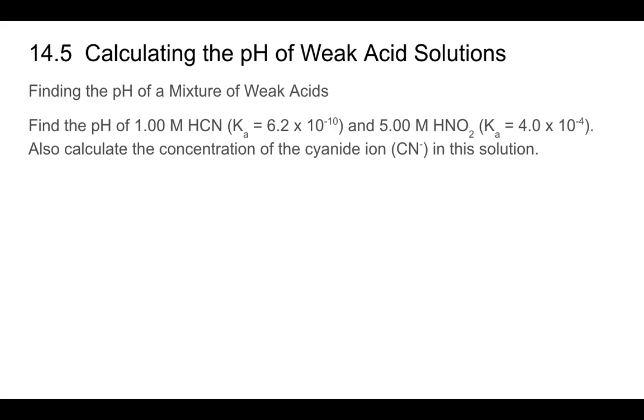All right, so that showed us how to find the pH of a weak acid by setting up an ice table and solving for X. What if we had a mixture of weak acids? Usually these problems are done where one acid is noticeably weaker than the other. For example, find the pH of 1 molar HCN with a Ka of only 6.2 times 10 to the minus 10 and 5 molar HNO2 with a Ka of 4 times 10 to the minus 4. Now, to add an extra dimension to this problem, they also ask us to calculate the concentration of the cyanide ion in the solution.